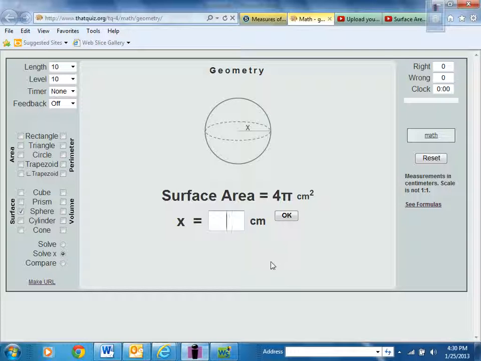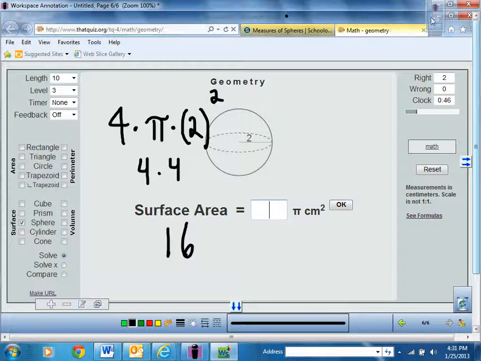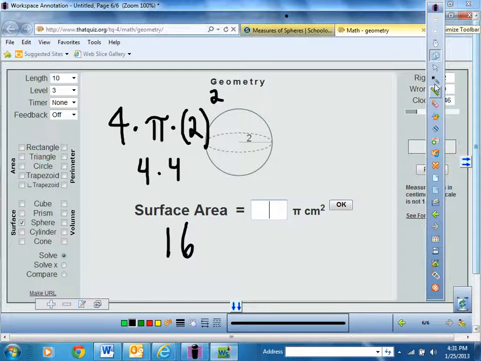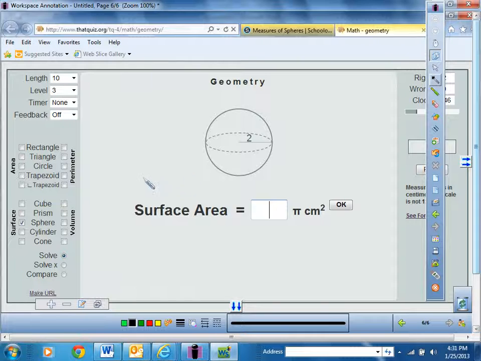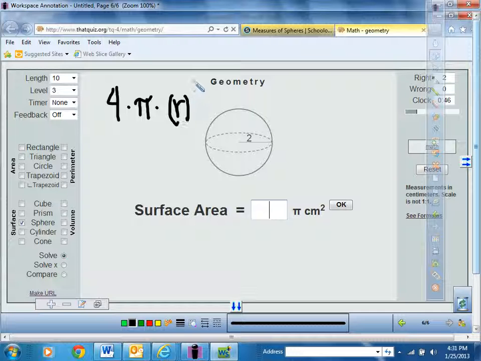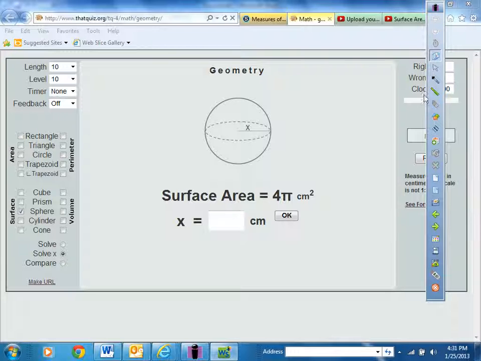So now we're going to actually stick with that same formula. Okay, let's clear this off. Alright, here we go. The formula is 4 times pi times the radius squared. Alright, so what we'll do is we'll go ahead and we will set that equal to what they give us right here. Alright, I'm going to have to rewrite that.